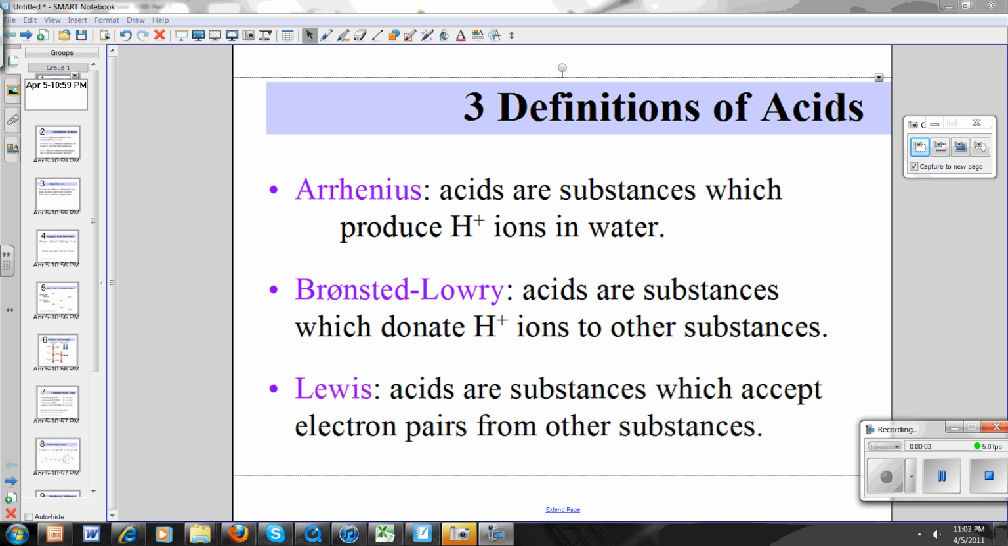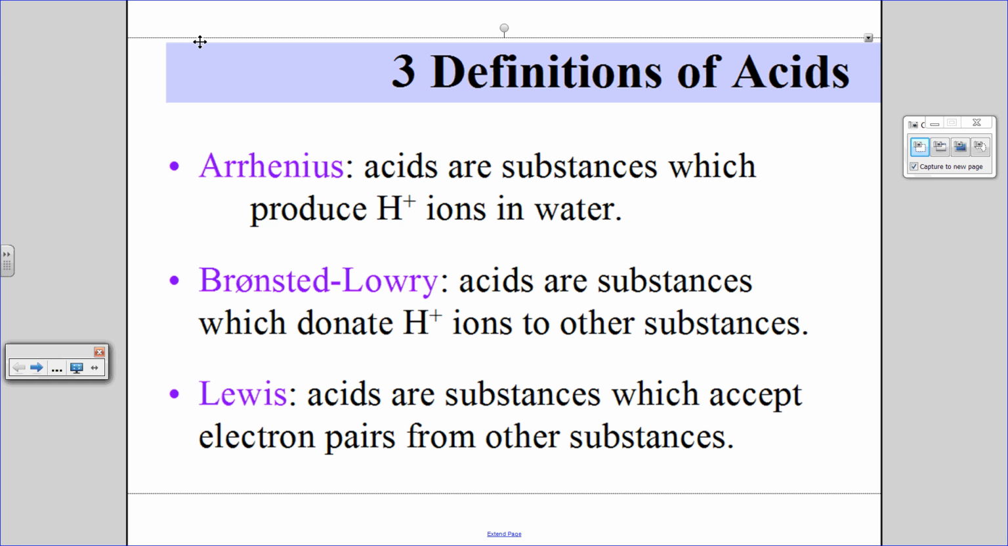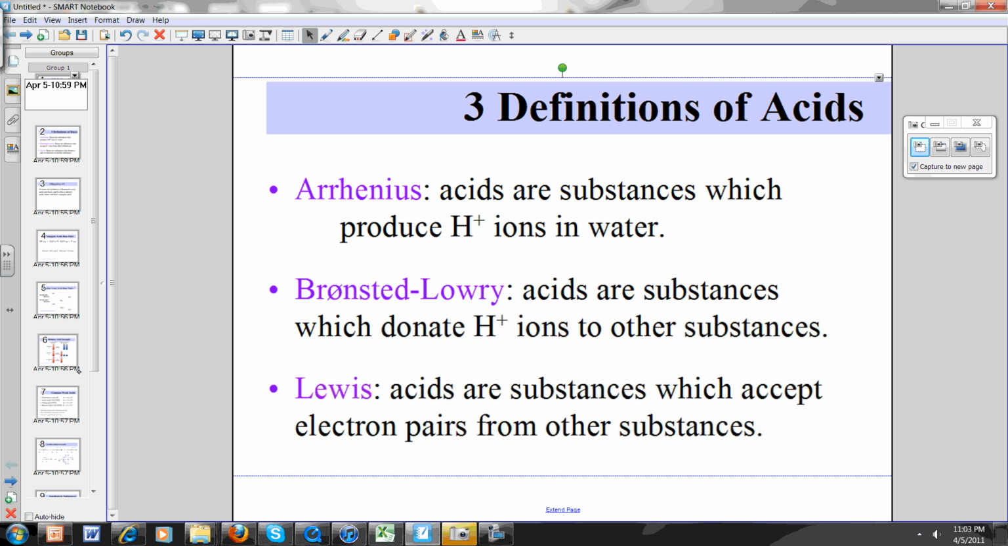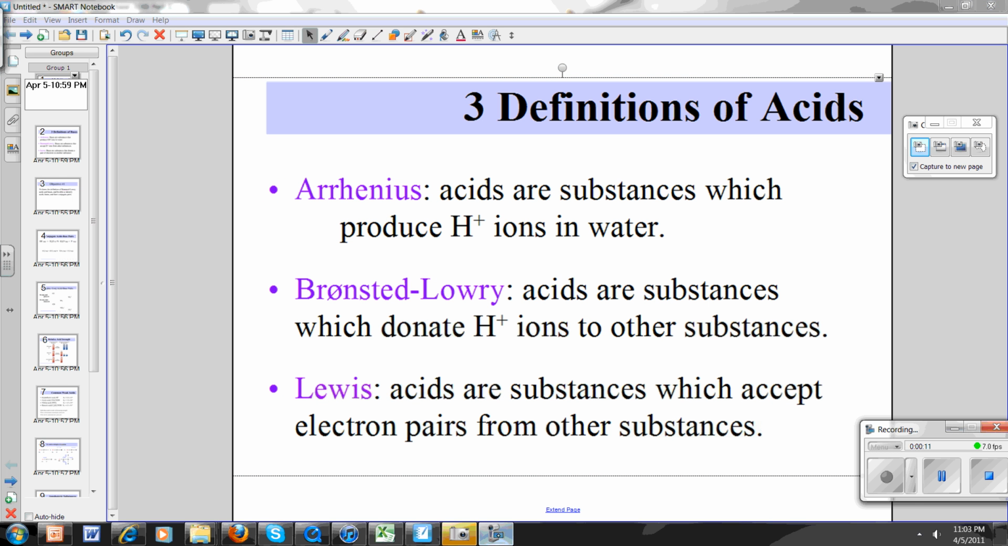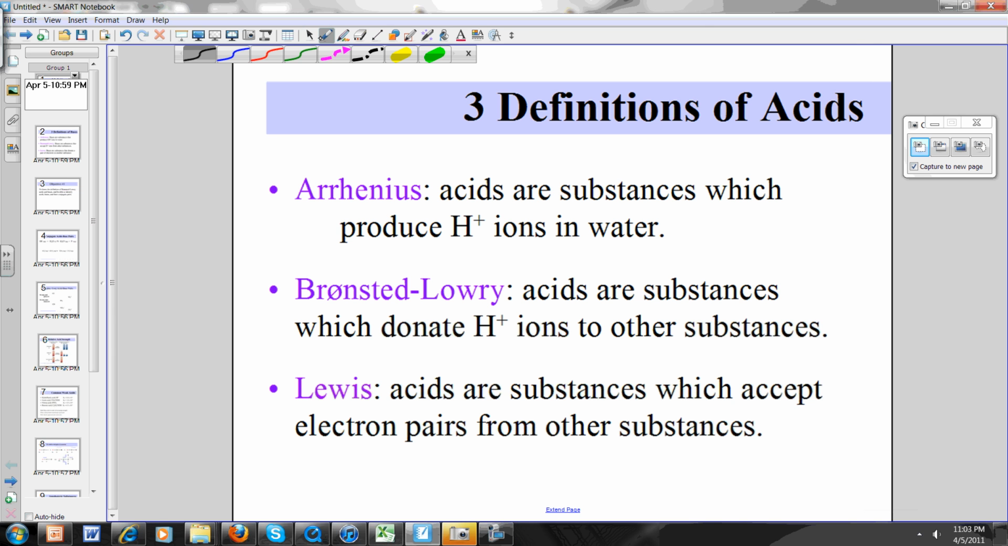Alright, so this is a review of acids and bases. Key things you need to know are, first of all, the definitions of acids and bases. There are three definitions of acids we're using in chemistry. The Arrhenius definition is anything that produces H+ in solution. That's the simplest definition. Bronsted-Lowry we say is anything that donates an H, and that'll be key to figuring things out later.